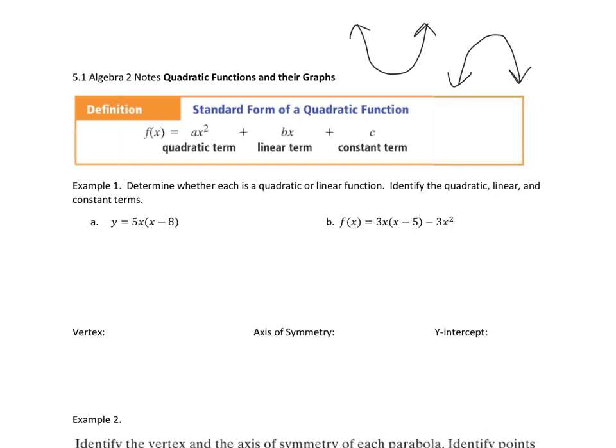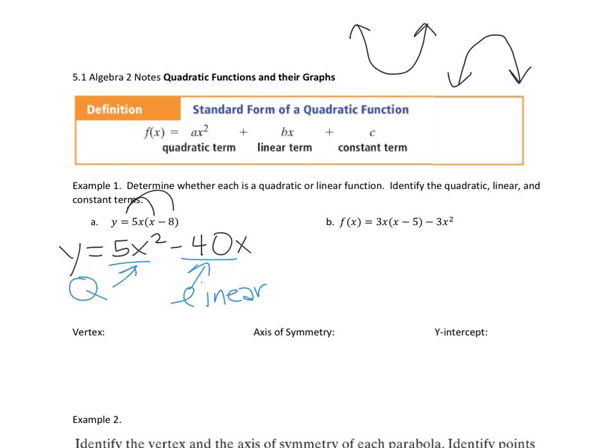Example 1, determine whether each is a quadratic or linear function. Identify the quadratic, linear, and constant terms. First we're going to write these in standard form by getting rid of parentheses. So it's going to be y equals 5x squared minus 40x. This is going to be a quadratic because of this x squared term. This term is the quadratic term and this term is a linear term.